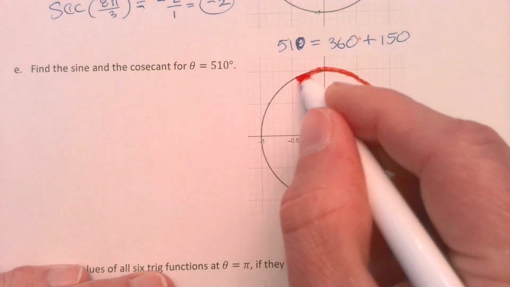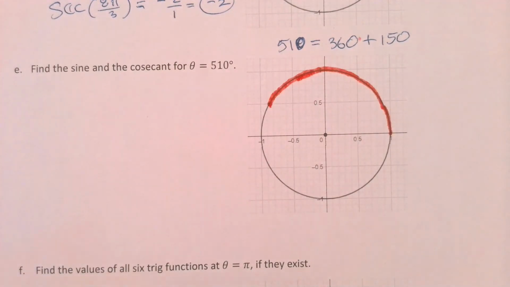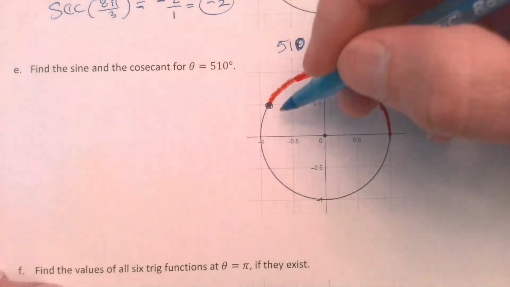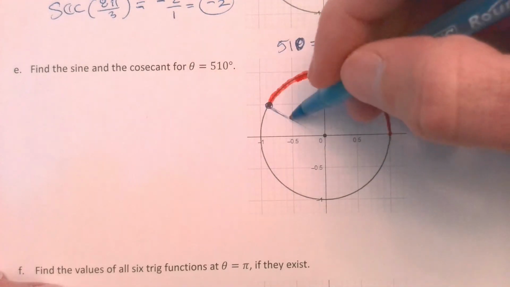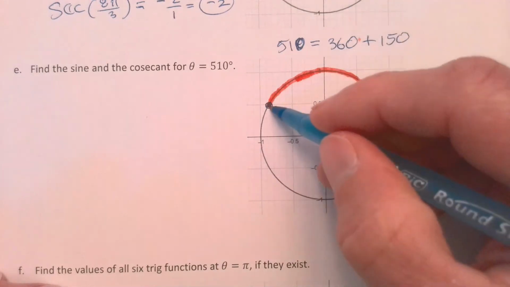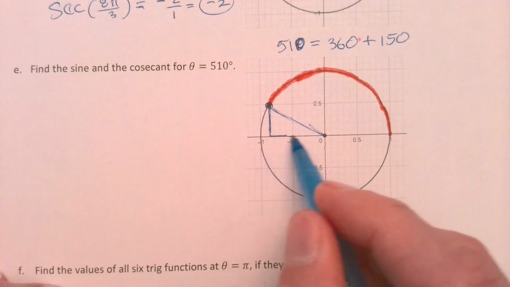It stops right here. If you're not sure where to stop, well, this time it lines up with 0.5 on the y-axis. And I think we might have actually looked at this angle once already. Not 510, but we did look, I think, at 150. And we're supposed to find sine and cosecant here.